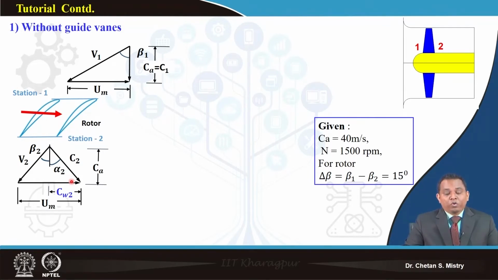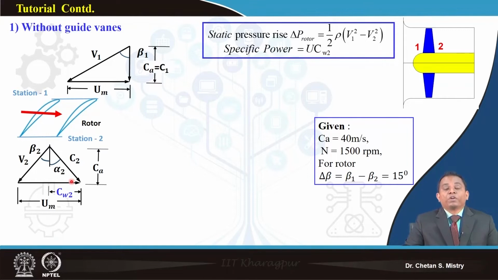Now what do we want to calculate? We are looking for the static pressure rise in the rotor, that is given by half (V1 square minus V2 square). Second, we are looking for specific power, that is U into Cw2. It means with the given data, we need to calculate our peripheral speed, the relative velocity at the entry, and the relative velocity at the exit. We are looking for the swirl component or whirl component coming out from the rotor.